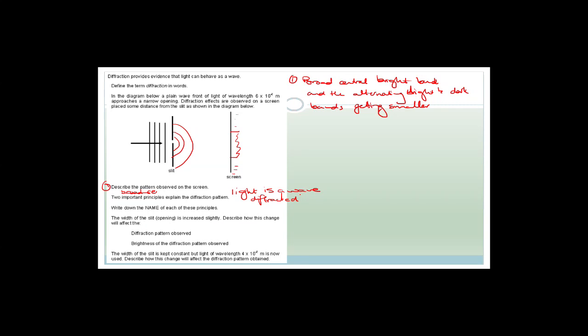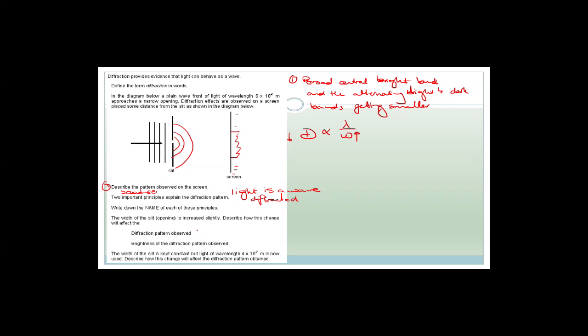Let's talk about when the width of the slit opening is increased slightly. Describe how this will change the effect on the diffraction pattern observed and the brightness of the diffraction pattern observed. Okay, so let's talk firstly about the diffraction pattern. Do you think the gap will be smaller or bigger? The slit gap, okay, do you think it will be smaller or bigger? So we've made it bigger. Okay, right. So what do you think is going to happen? We said diffraction was proportional to wavelength over slit width. And we've just made this bigger. So what happens to the diffraction? The diffraction is going to decrease, okay?